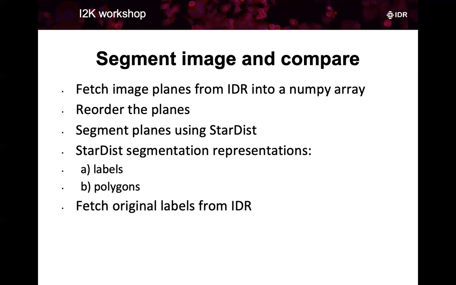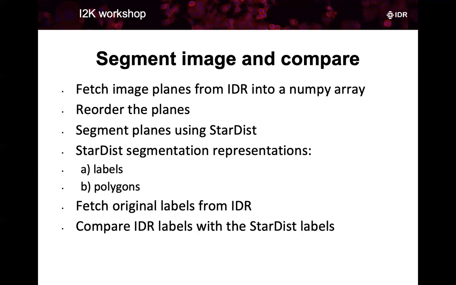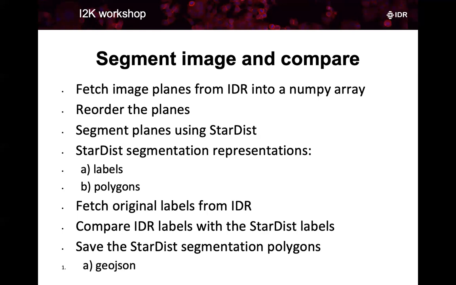We will then fetch the original labels from the IDR submitted by the authors and compare the IDR labels with our newly created Stardist labels. Lastly, we will save the Stardist segmentation polygons as GeoJSON so that you have the idea about how to create outputs from those examples.